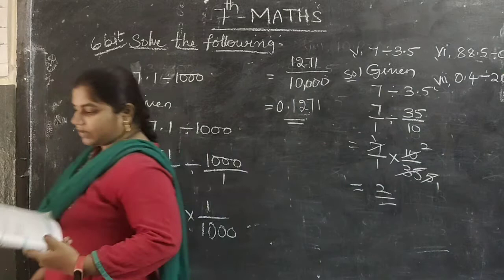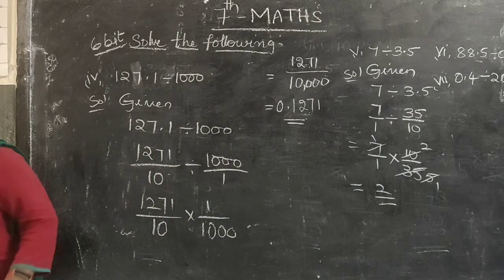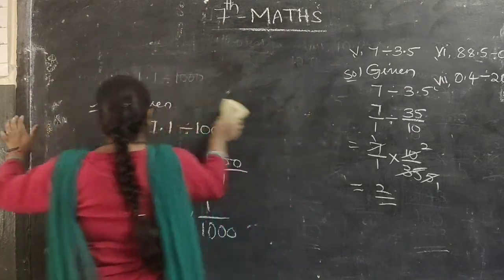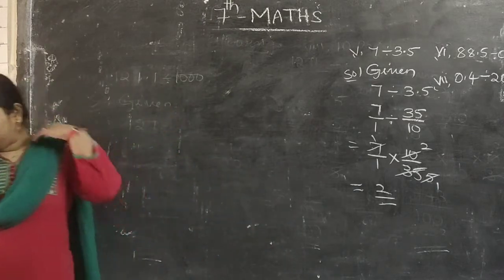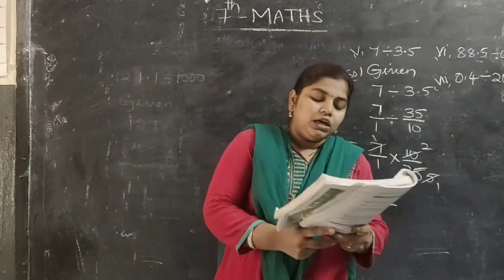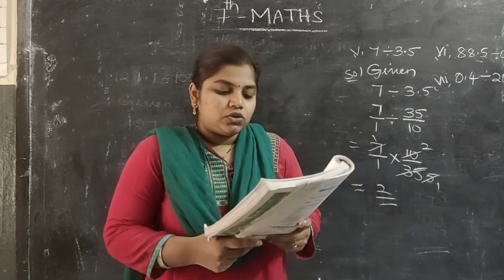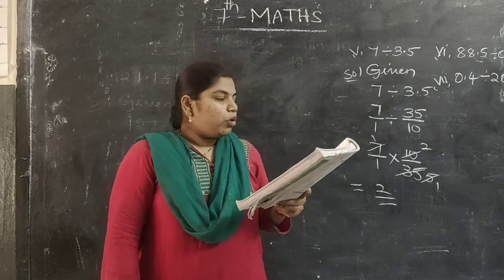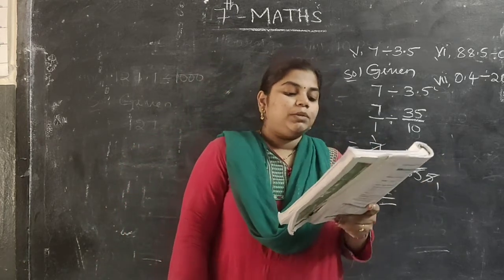So next is 7th bit. So what is the 7th bit? There is a word problem. A side of a regular polygon is 3.5 centimeters in length. One regular polygon is there, so the length of one side is 3.5 centimeters. The perimeter of the polygon is 17.5 centimeters. How many sides does the polygon have?